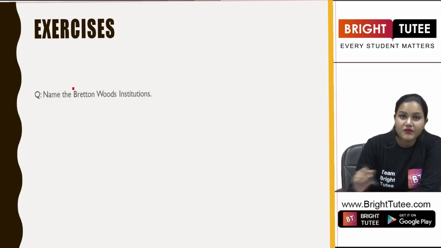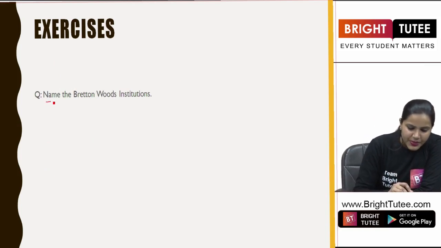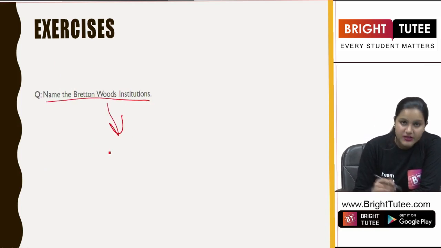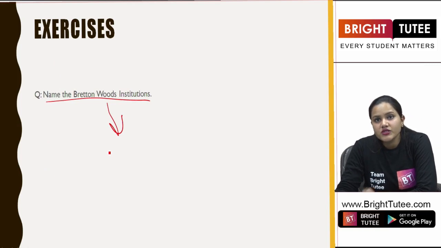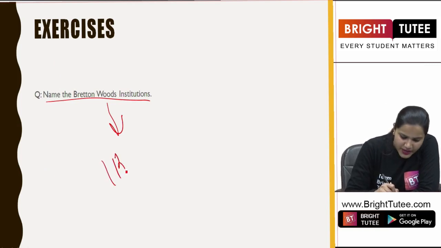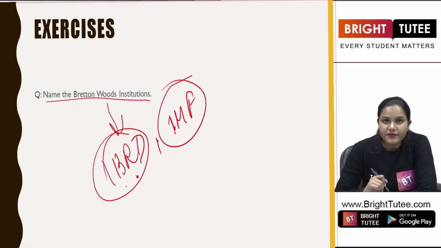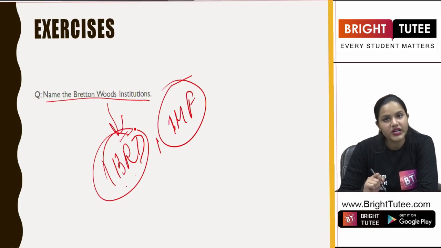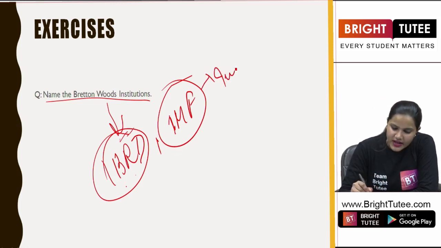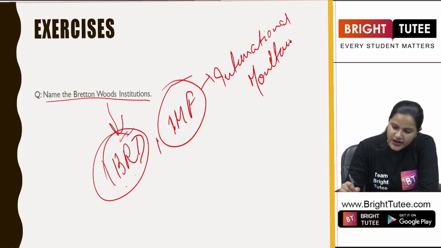The next question is in very short answer questions. Name the Bretton Woods institutions. What are the Bretton Woods institutions known as? First one would be IBRD. Second would be IMF. Now can you tell me the full form? International Bank for Reconstruction and Development, also known as World Bank, and International Monetary Fund. So you have to write this in your answer.